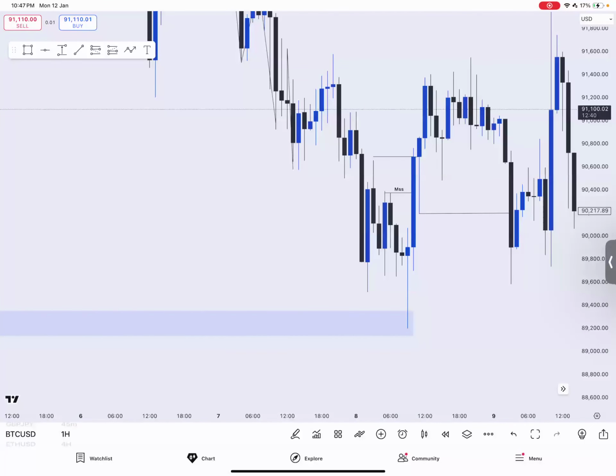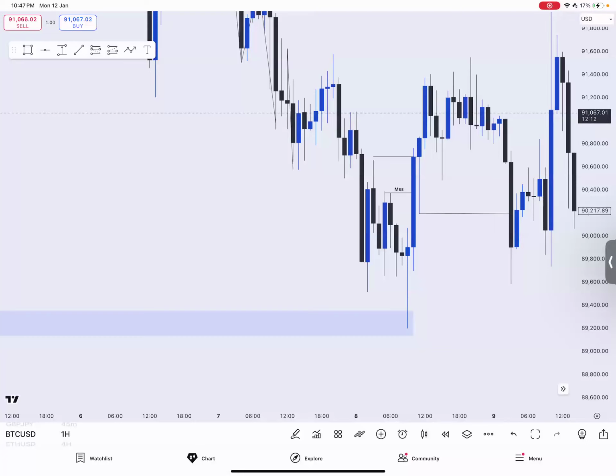Now that I've gotten the liquidity part of the strategy, it's time to move on to the point of interest where we can actually get into the market. Now, there are two POIs that I pay attention to. There are 2 points of interest that I trade. The first one is an order block. Then the second one is basically a combination of breaker block, mitigation block, rejection, all those blocks.